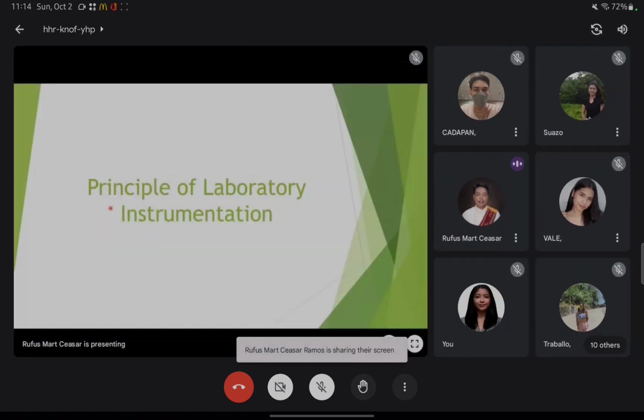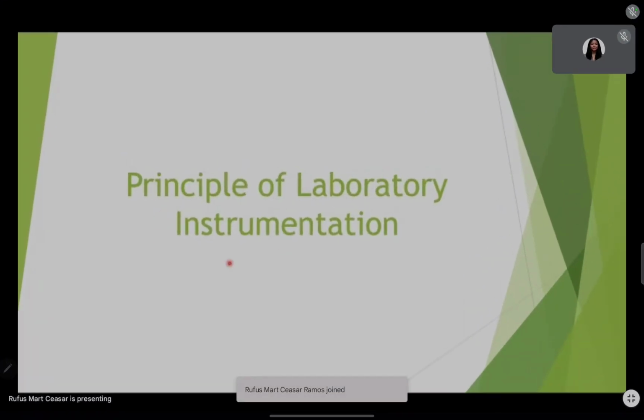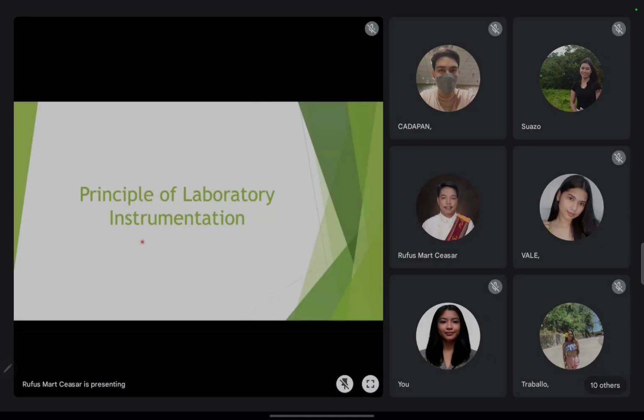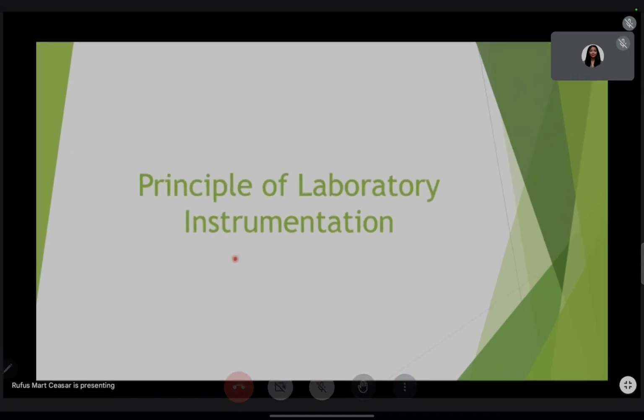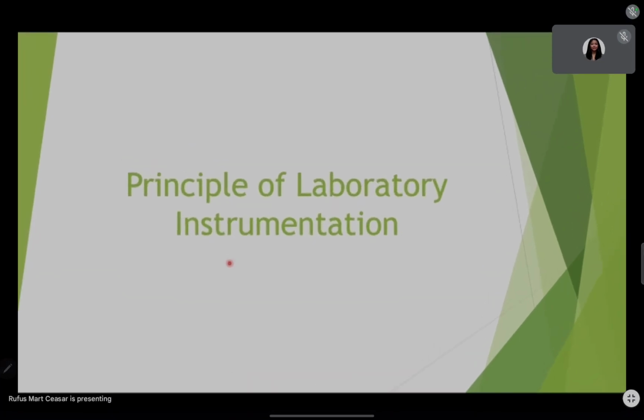Okay. Kita nyo ba yung laser pointer ko? Kita ba? Yes po. Okay. So, our first topic would be the principle of laboratory instrumentation. Next question ko ay kita ba na naka-presenter view ako o hindi? Hindi. Slides yung nakikita? Hello? Kita naman po. Slides lang po. Okay, nice. Thanks. May notes kasi ako. Ang kodigo.